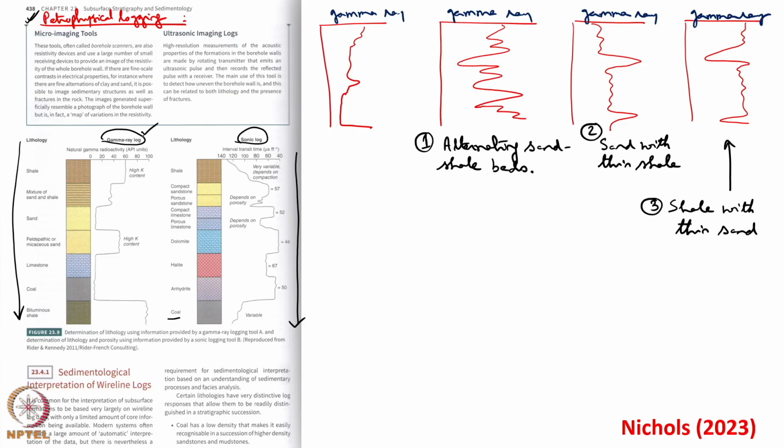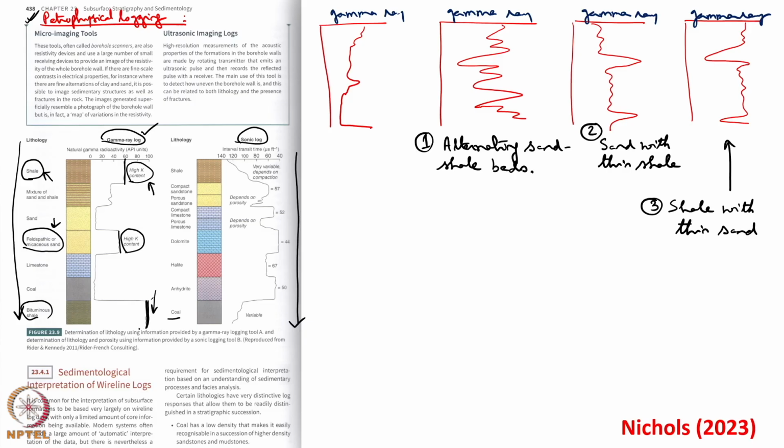A high value of gamma ray log, natural gamma radioactivity, indicates higher potassium content. So, whenever we have got the high value, high potassium content has been marked, and high potassium content can be found within the shale or in feldspathic or micaceous sand. So, these are the interpreted rock names. In case of coal also, the potassium content can go very high. In case of bituminous shale also, the potassium component can go very high.